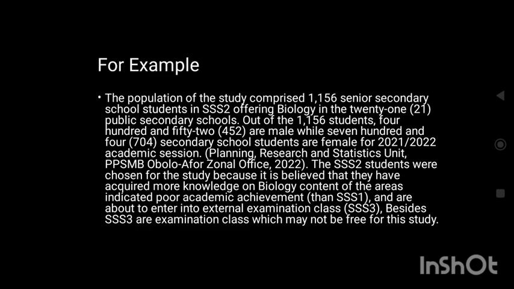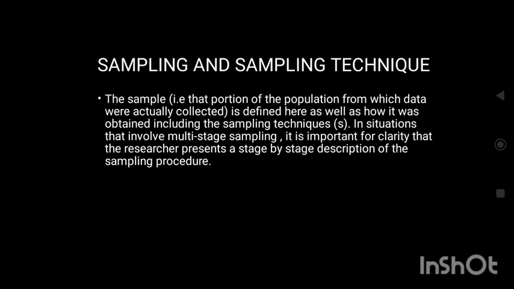After you must have mentioned the population, you tell us why you chose that population. Then the next one is sample and sampling technique. The sample, also known as the portion of the population from which data were actually collected, is defined here, as well as how it was obtained, including the sampling techniques. In a situation that involves multi-stage sampling, it is important for clarity that the researcher present a stage-by-stage description of the sampling procedure. I'm going to explain what this English is saying.